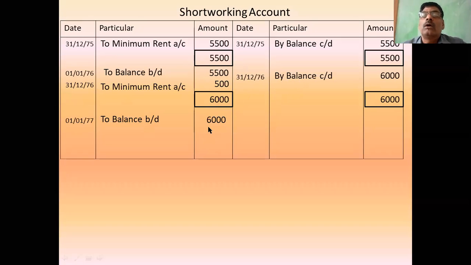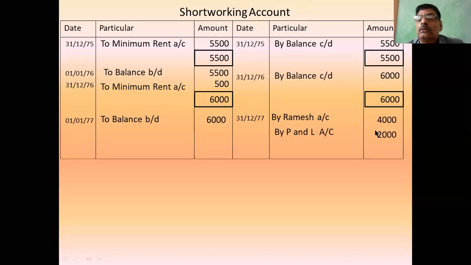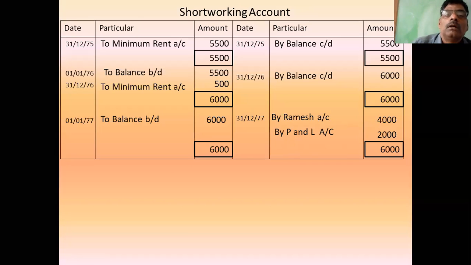Okay. And there is no amount in the SW column for this year. So in the credit side, there are two amounts, SWR, SWIR. By Ramesh account 4,000, SWR. By PN account 2,000, SWIR. Take the total, it is the same, no problem. If there is a balance, you carry down the balance. Okay, this is the problem based on minimum rent account.